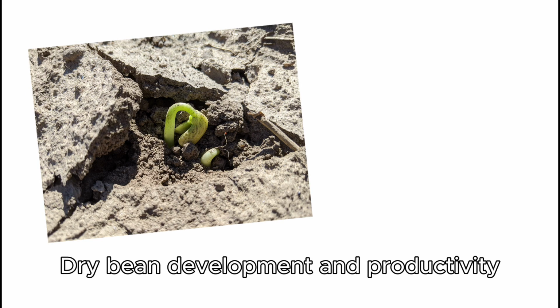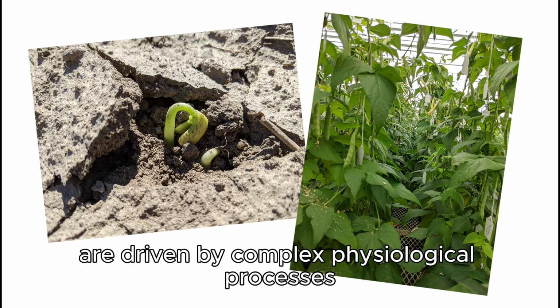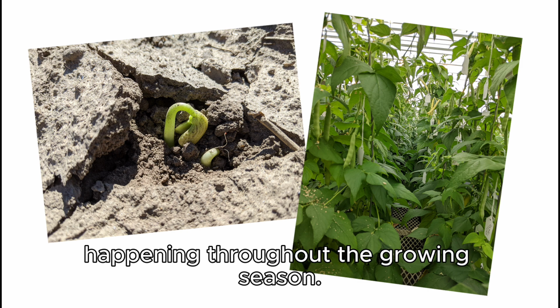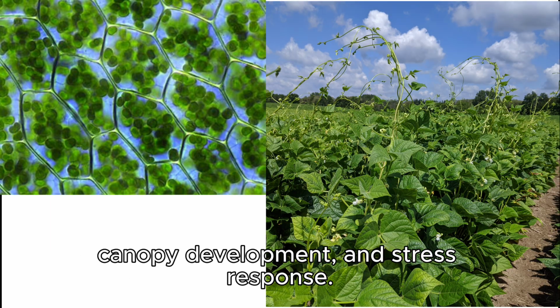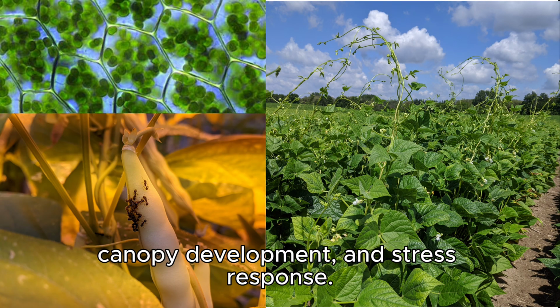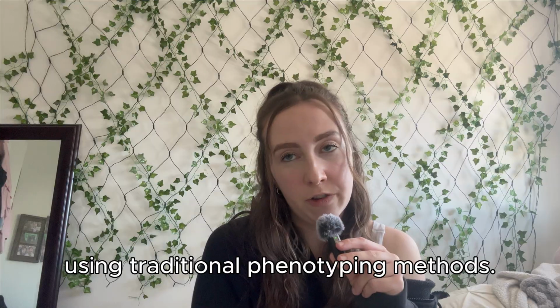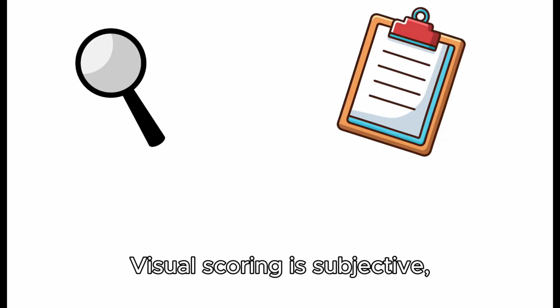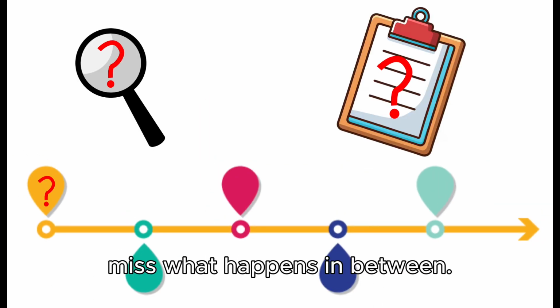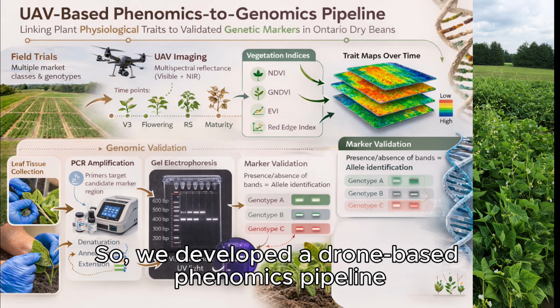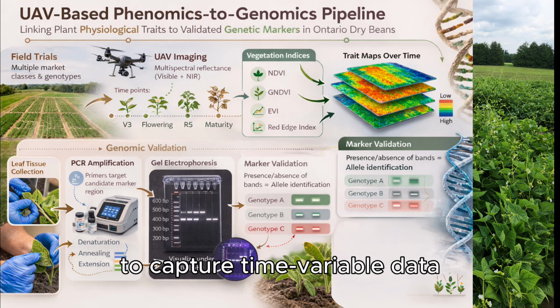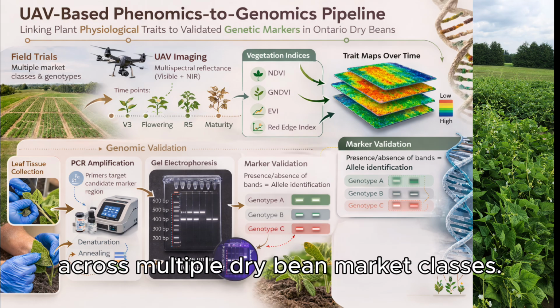Dry bean development and productivity are driven by complex physiological processes happening throughout the growing season, things like chlorophyll accumulation, canopy development, and stress response. The problem is, these processes are difficult to measure using traditional phenotyping methods. Visual scoring is subjective, and endpoint measurements miss what happens in between. So, we developed a drone-based phenomics pipeline to capture time-variable data across multiple dry bean market classes.